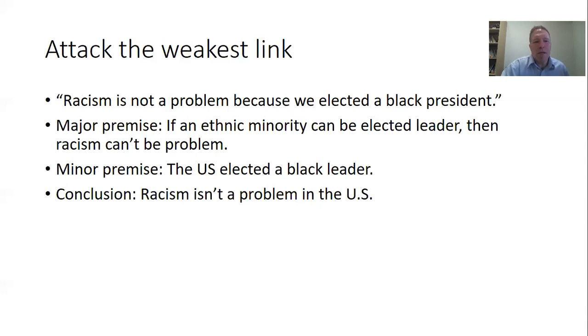So here's your major premise. If an ethnic minority can be elected leader, then racism can't be a problem. The US elected a black leader, therefore racism isn't a problem in the United States. So which premise is the weakest one?